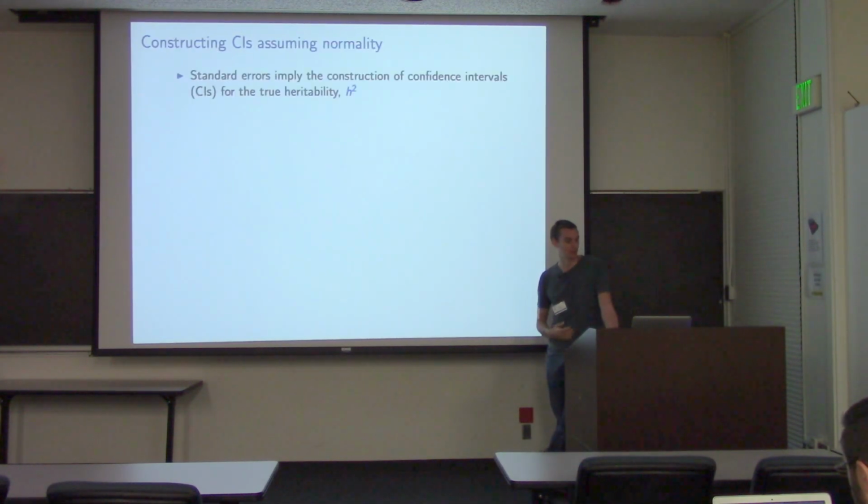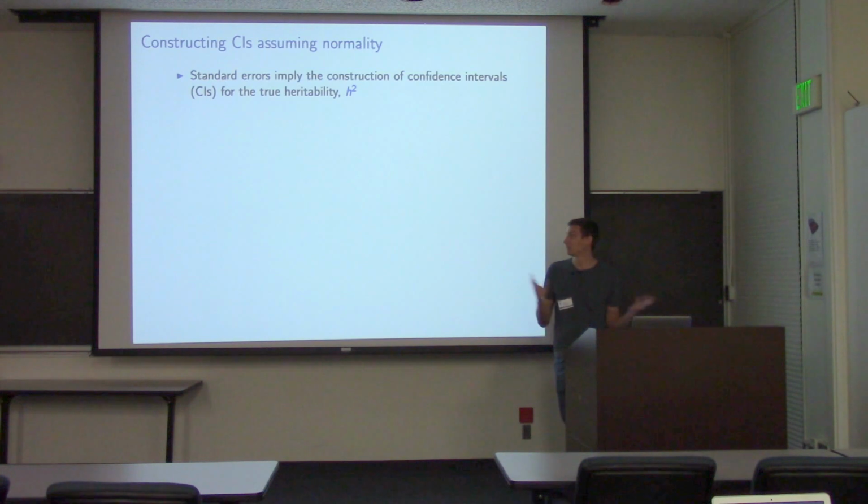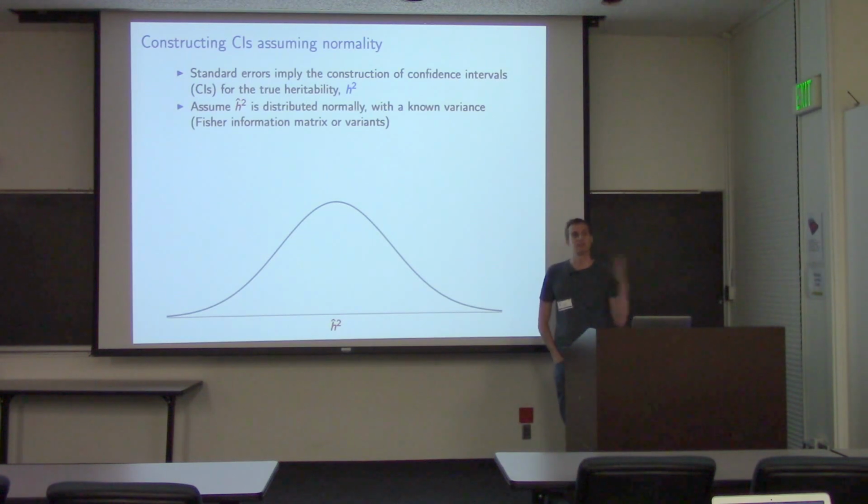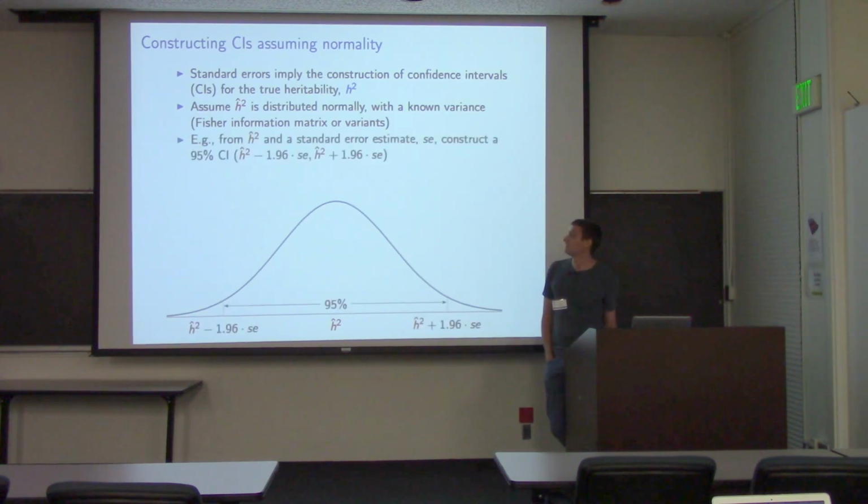So what do we do with this? Basically, the standard use of standard errors is to construct confidence intervals, CIs, for the true value of heritability. The way it's done is that we assume that the estimator distribution is normal with a variance that we know, usually calculated from some Fisher information matrix or variance of it. If we ran GCTA or something else, and we got an estimate and also a standard error, then if we want to construct a 95% interval, we take more or less plus minus 2 standard errors around the estimate, and then we say that we think our value is in this range. This is the standard thing that people are doing.